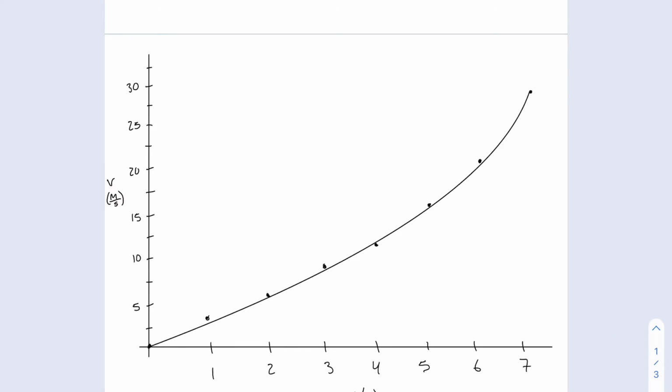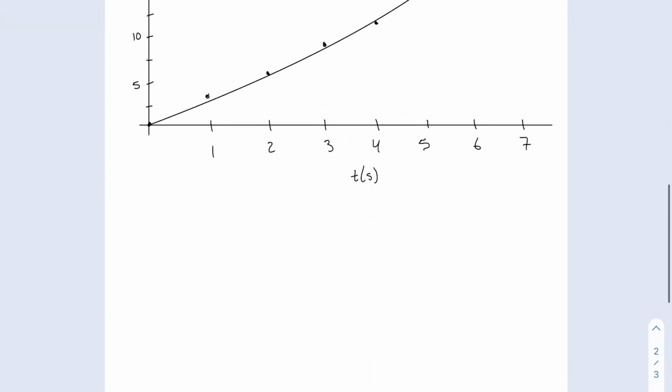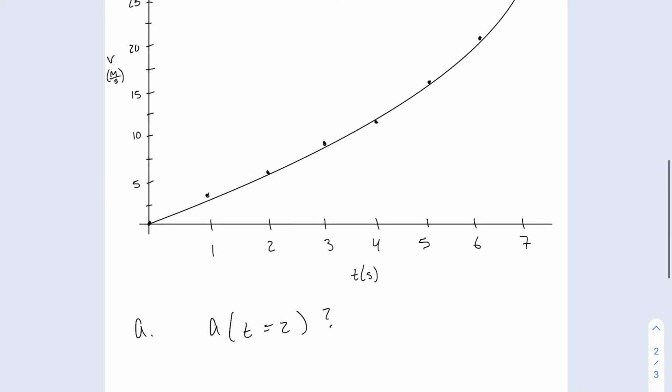So we want to do a couple of things now that we have the graph and we see what it looks like. First of all, we want to do a little bit of review here, and let's figure out what the acceleration is going to be at 2 seconds. So the first question here is, what is the acceleration at t equals 2?